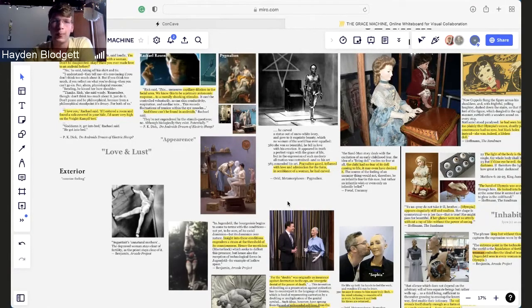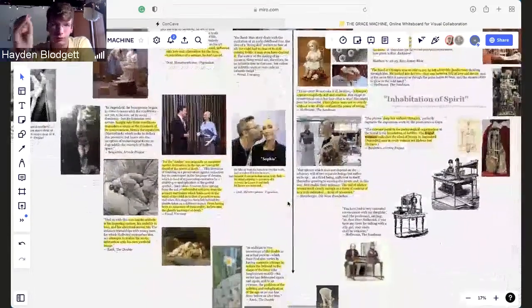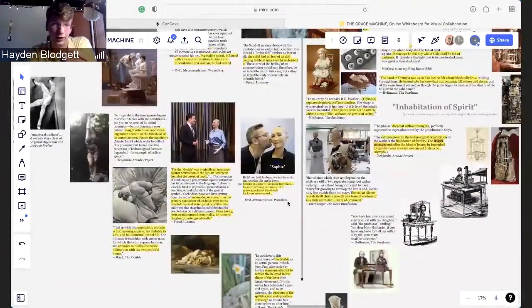And so there's another quote down here talking about "I love you," and this is being said by the android who is not believed to be capable of love. And if I entered a room with a sofa covered in your hide, I would score very high on the Voight-Kampff test, meaning that she would have an emotional reaction that would be detectable within her eyes.